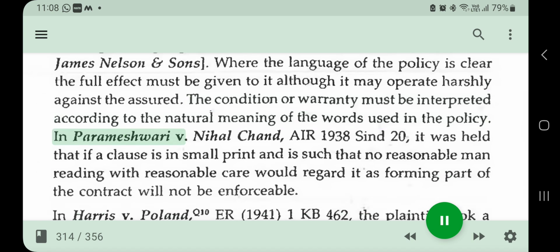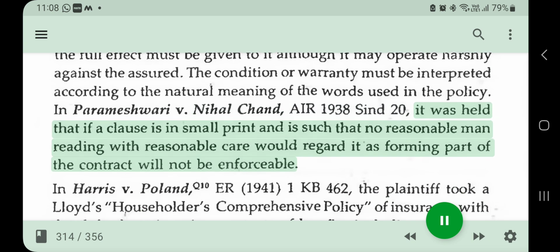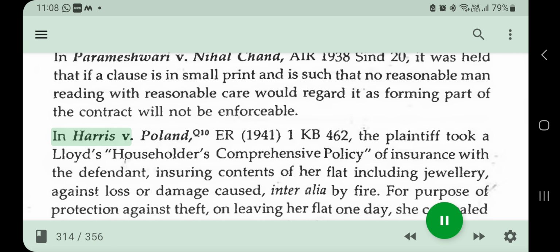In Parameshwari v. Nihal Chand, AIR 1938 Sindh 20, it was held that if a clause is in small print and is such that no reasonable man reading with reasonable care would regard it as forming part of the contract, it will not be enforceable. In Harris v.